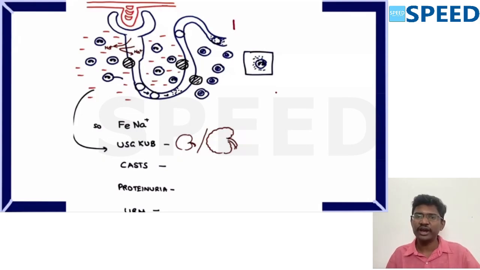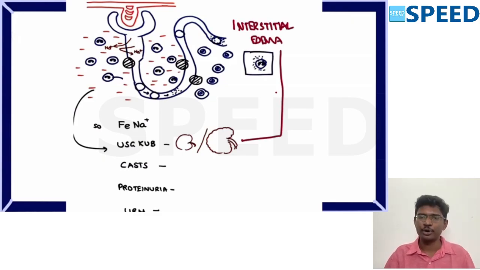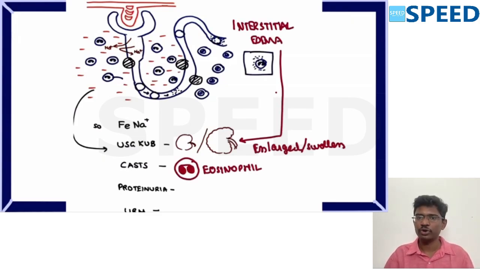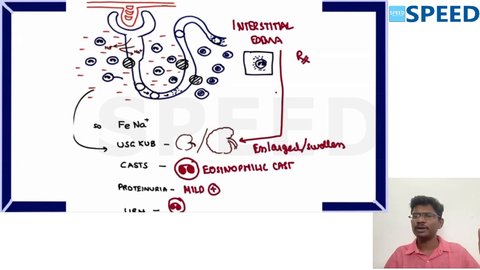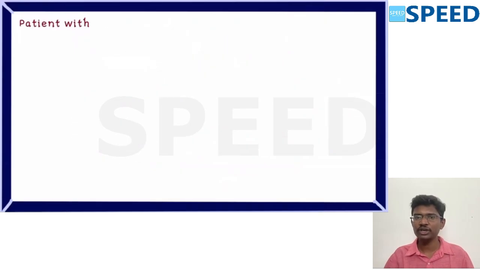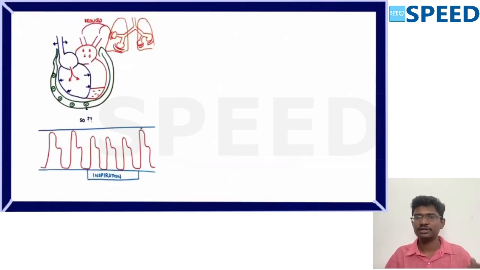So what all you can find: interstitial edema can be seen, and due to this edema, the kidney will be swollen to give an enlarged kidney in your ultrasound KUB, and casts can be seen due to eosinophils that can cause eosinophilic cast in urine. Proteinuria will be mild, subnephrotic range of proteinuria will be seen. This you should be knowing. And treatment is always to withdraw the drug, and if it is severe, you can give steroids since it is a hypersensitivity reaction. So the answer to this is drug induced.